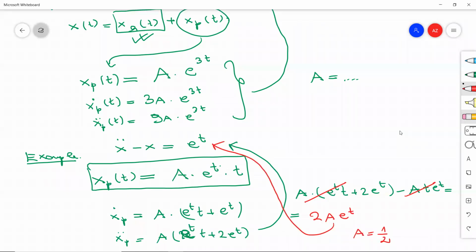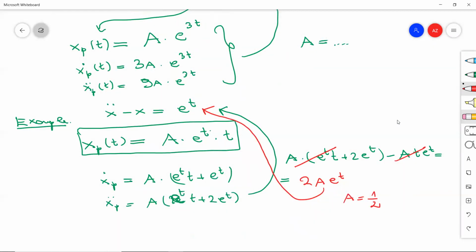So it always works: if lambda on the right-hand side is also a root of the characteristic polynomial, then we have to add t. If we had a higher order differential equation, then we would have to add t to the power of the multiplicity of the root.